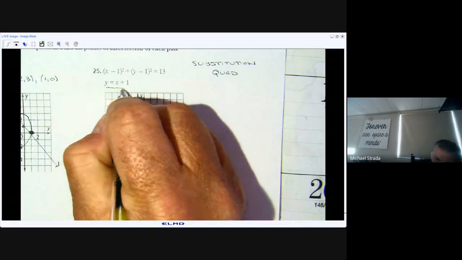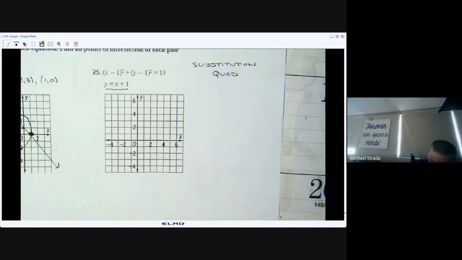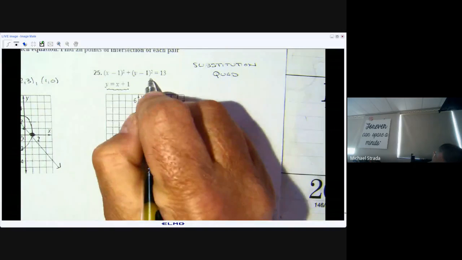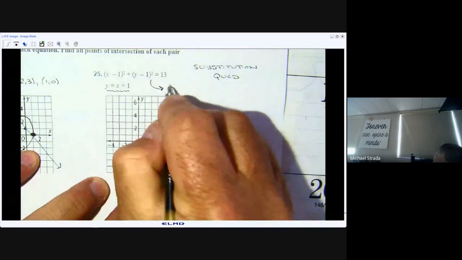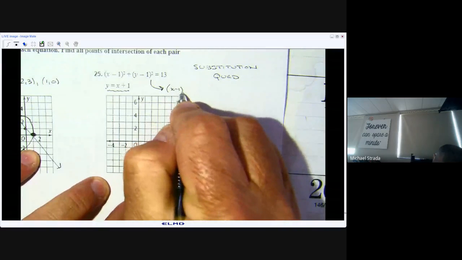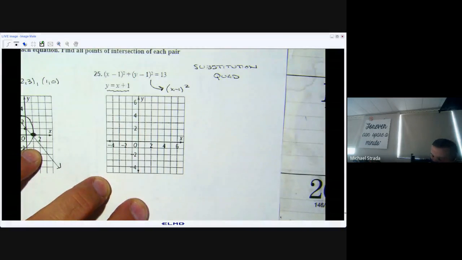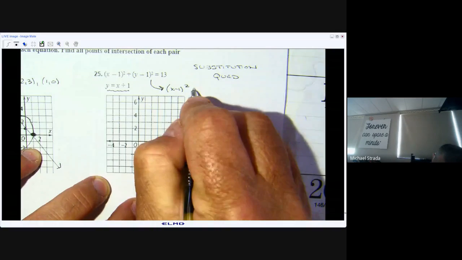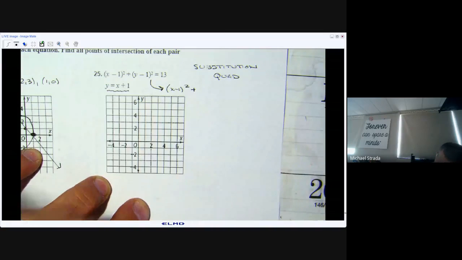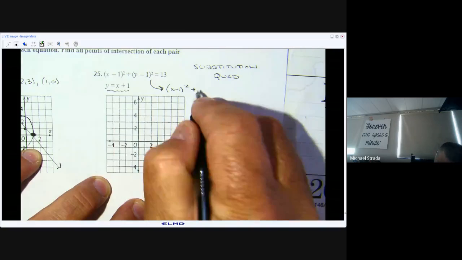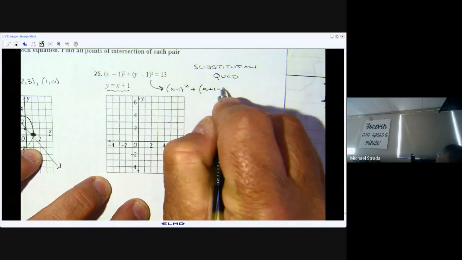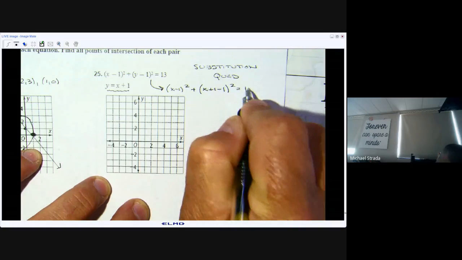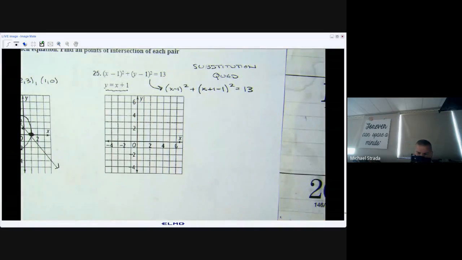So see down here, they say y is equal to x plus 1. That means I can take my first equation and rewrite it. X minus 1 squared stays exactly the same. You okay with that? Plus, the difference is I replace the y with x plus 1. Substitution, just like you did last year. So it's x plus 1 minus 1 squared equals 13. So I'm just using substitution.